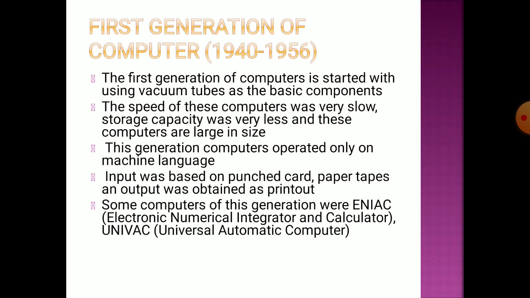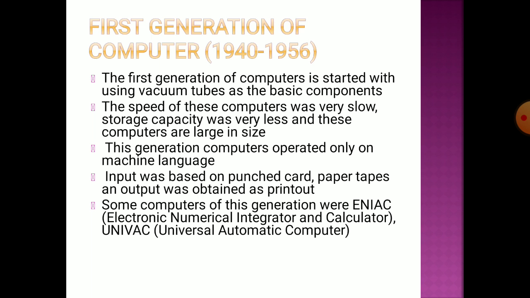The first generation of your computer starts in the year 1940 and it was there till 1956. In your first generation of computer, they started to use vacuum tubes as the basic component. So the basic component used in your first generation of the computer is vacuum tubes.